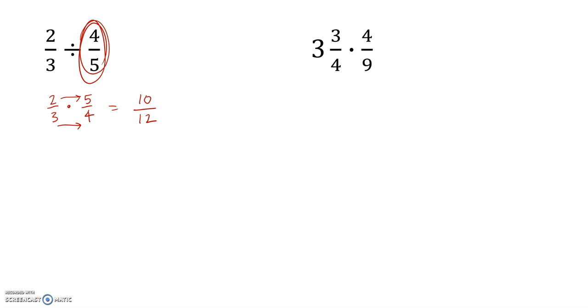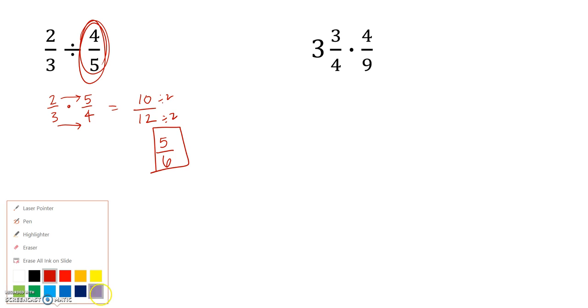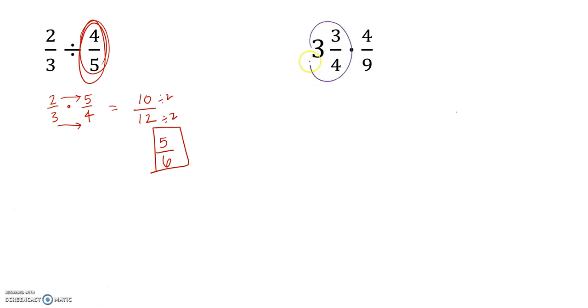And then reduce if you can. So this is 10 over 12. They're both divisible by 2. So I'm left with 5/6. Now let's do this next one. Notice we have another mixed number. Again, let's change it into an improper fraction.